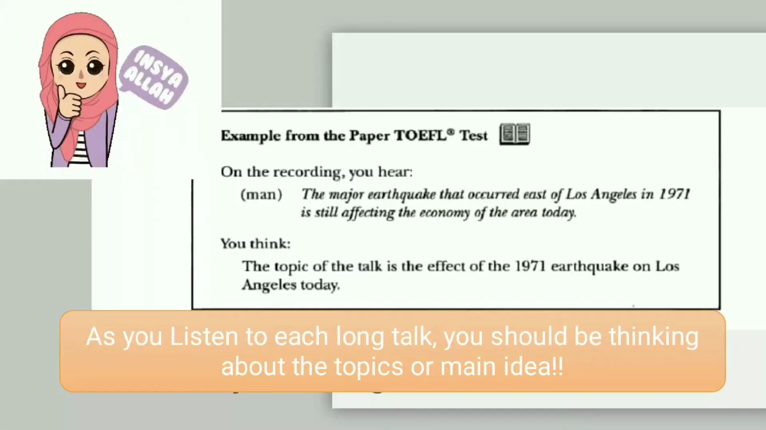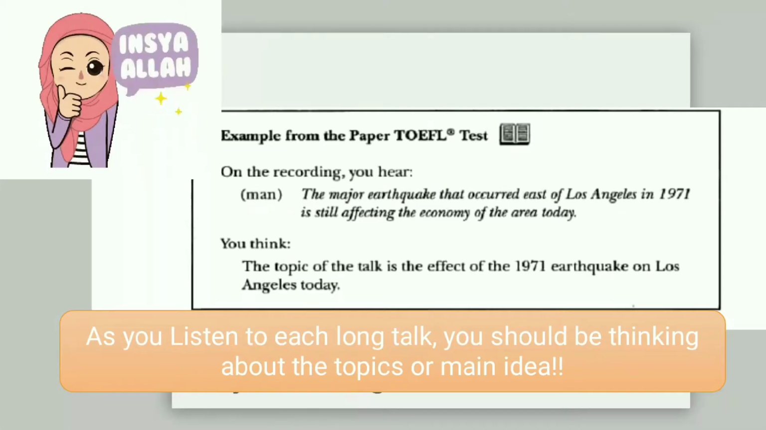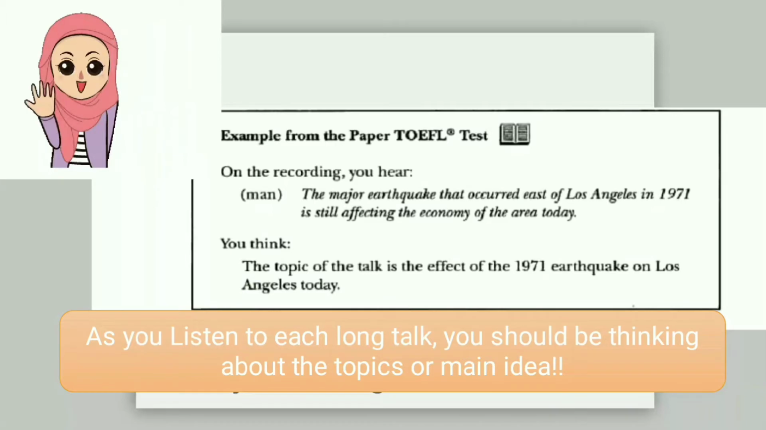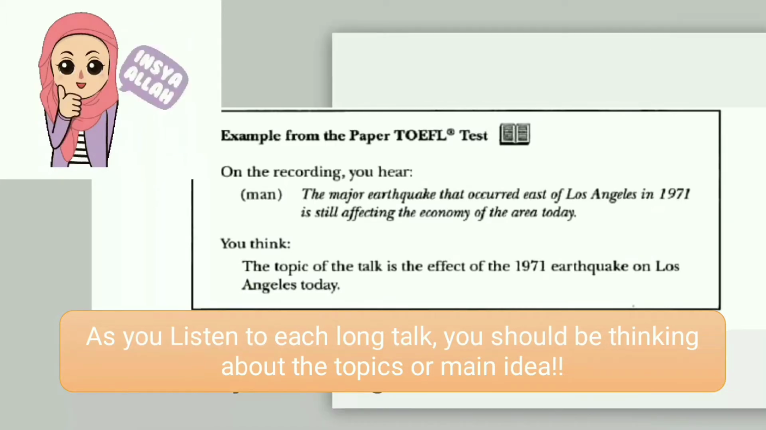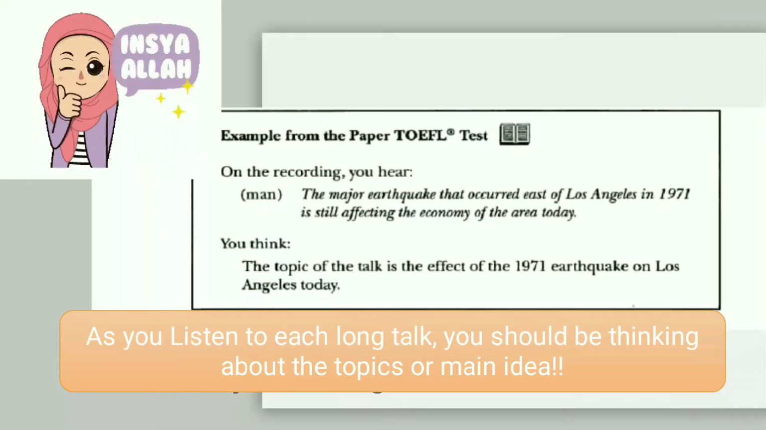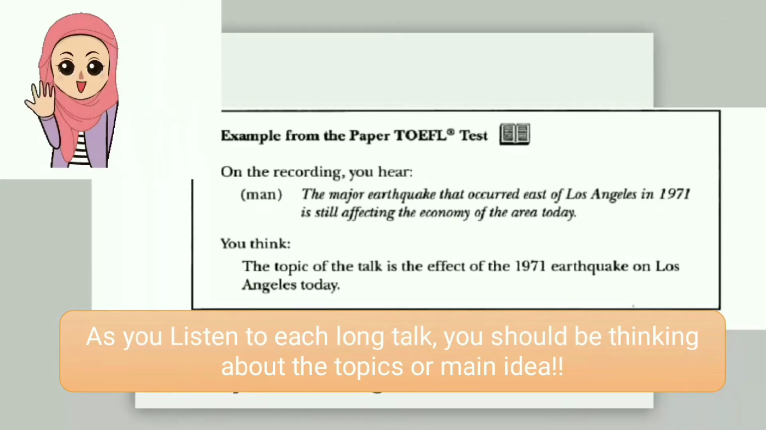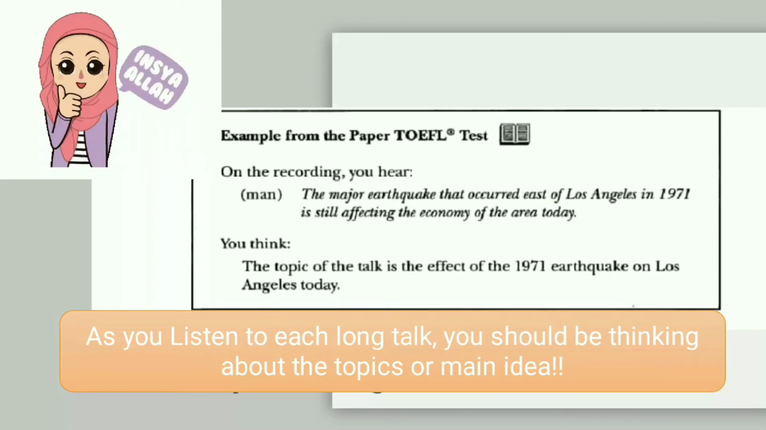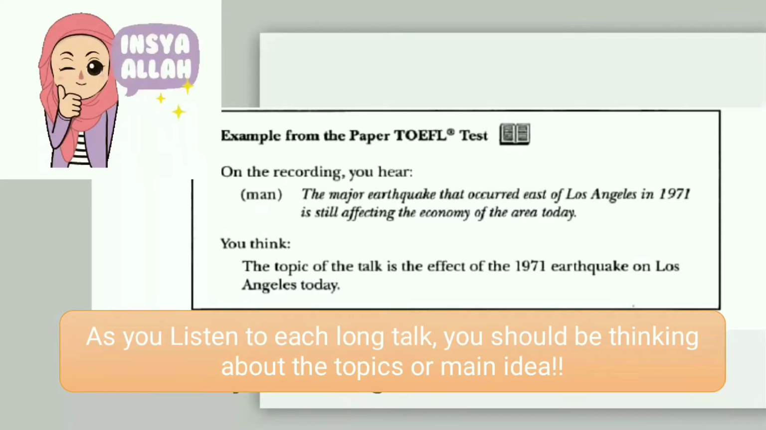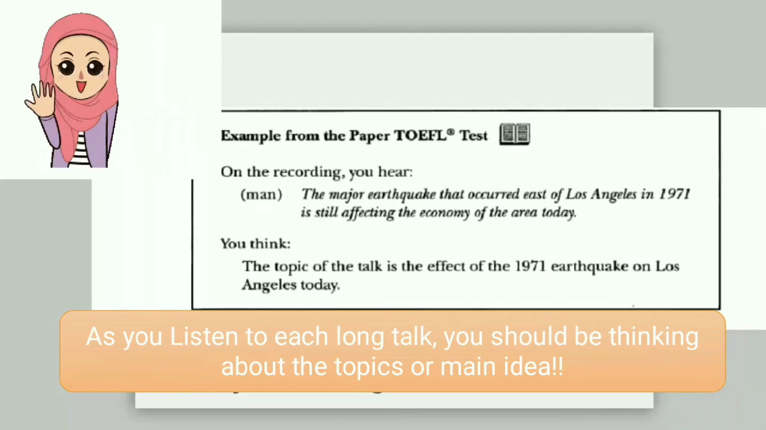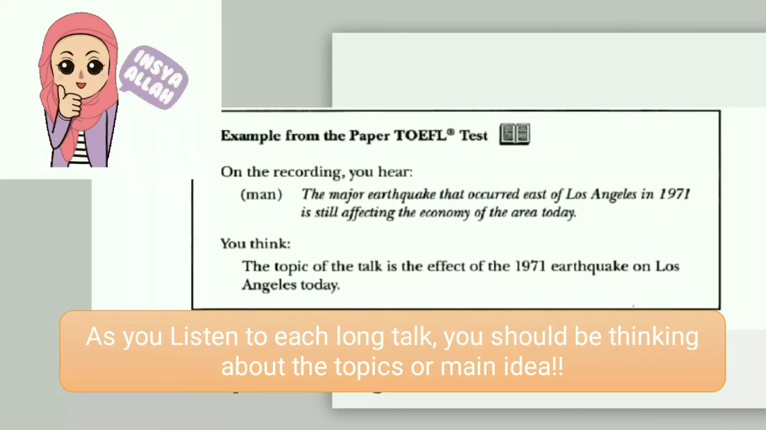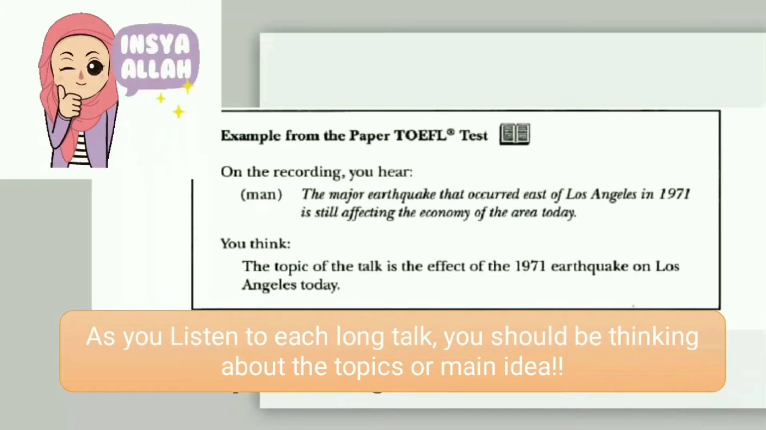As you listen to each long talk, you should be thinking about the topic or main idea. For example, on the paper, you can hear the man say, the major earthquake that occurred in Los Angeles in 1971 is still affecting the economy of the area today. So you will think the topic will be like the effect of the earthquake on Los Angeles today.